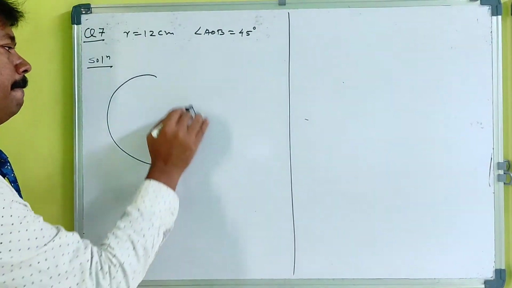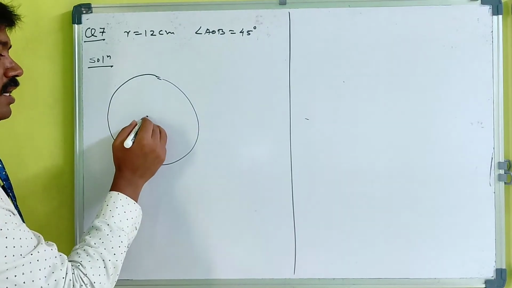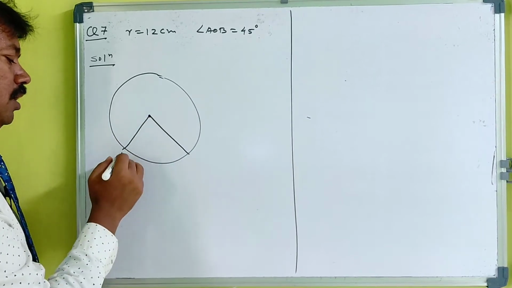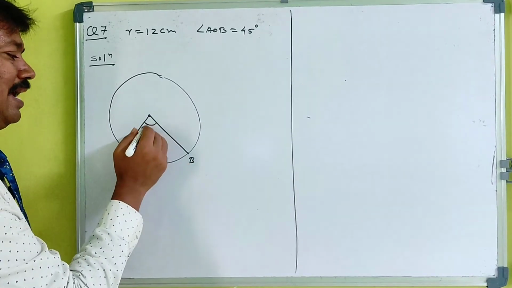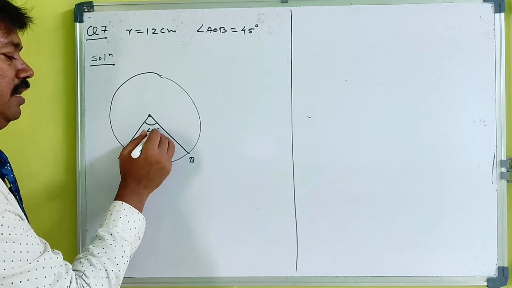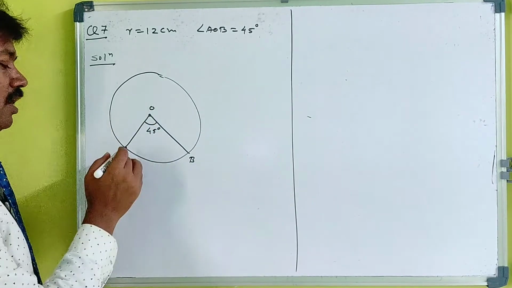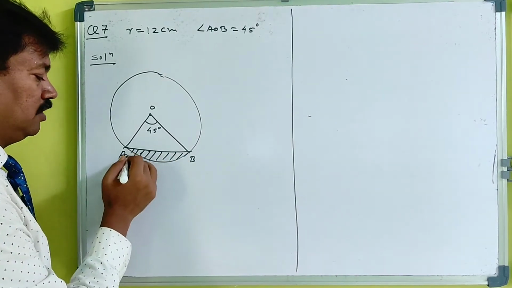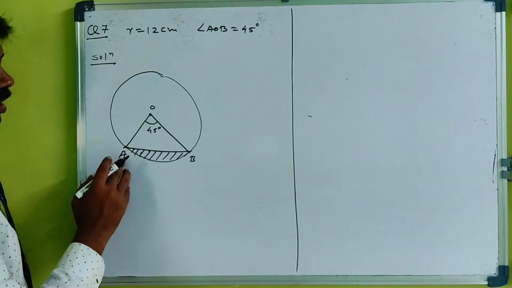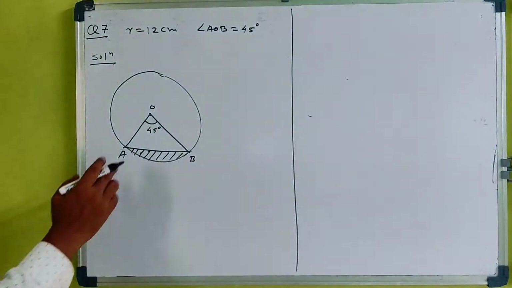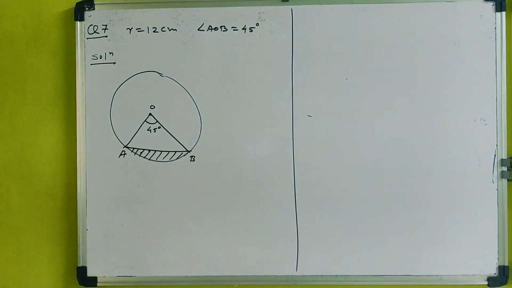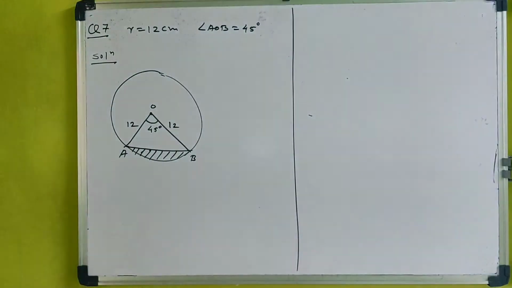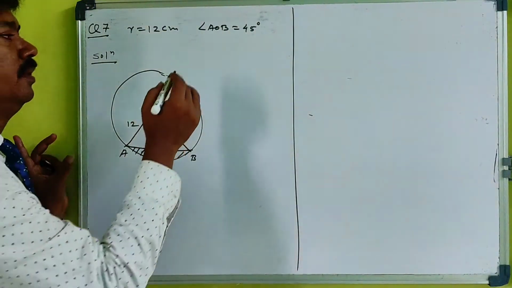There is a circle, with center at say O. Now this is your sector AB. And this angle is given as 45 degree. The question is, what is this? That is the difference between the area of sector OAB and the area of triangle OAB. The difference of these two is to be found. This is given as 12. This is given as 12. So whatever is shown in the diagram, that is what we are writing.